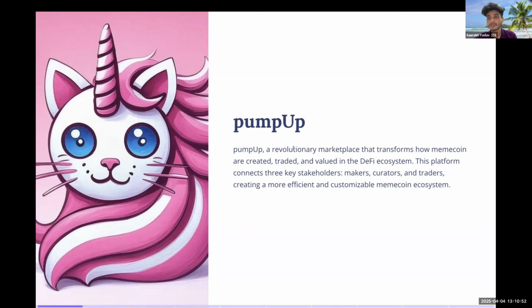And curators are those who deploy these custom bonding curves, on top of which the price of a meme coin can be determined. And traders mainly trade these coins.